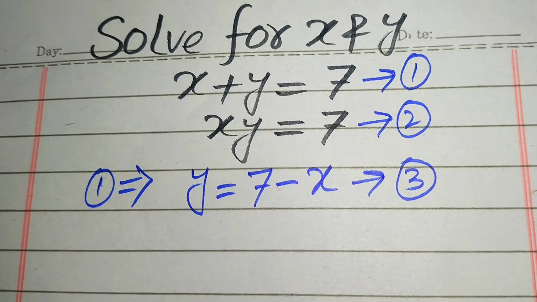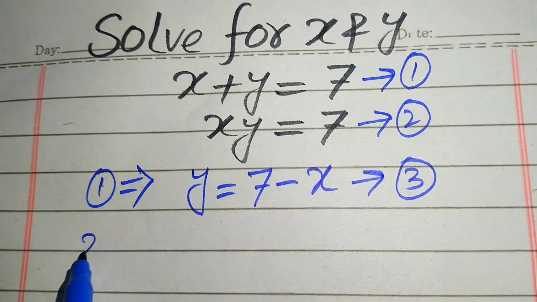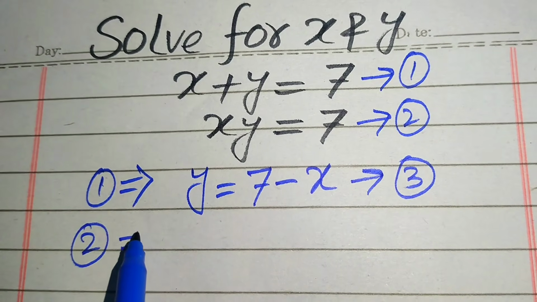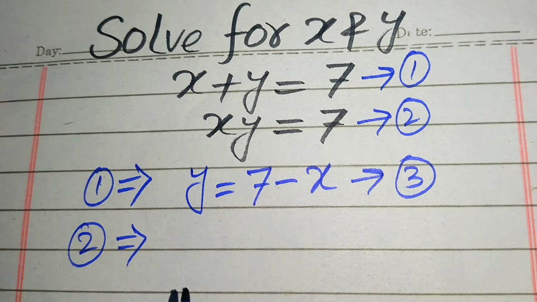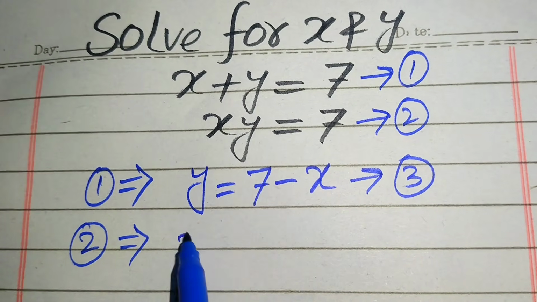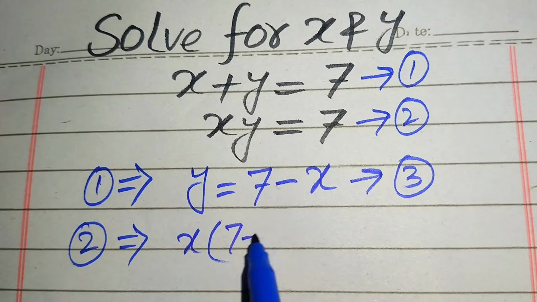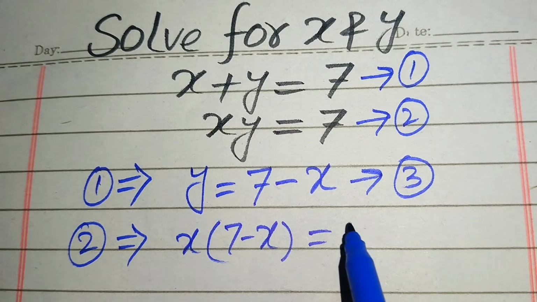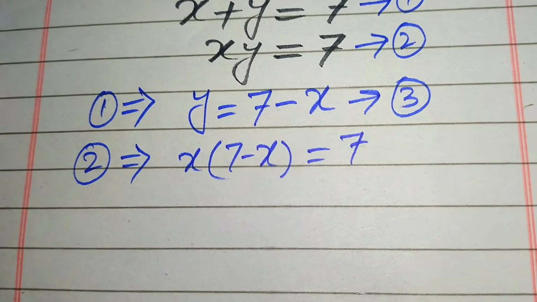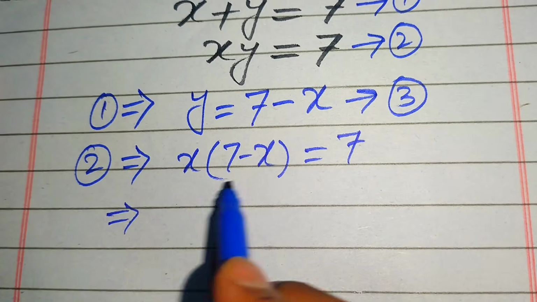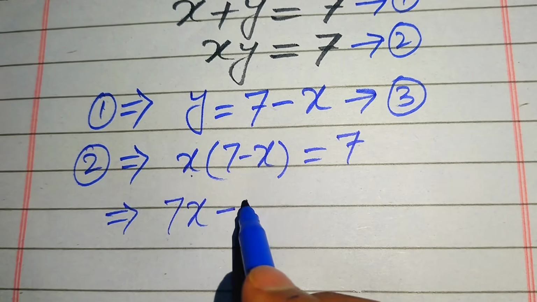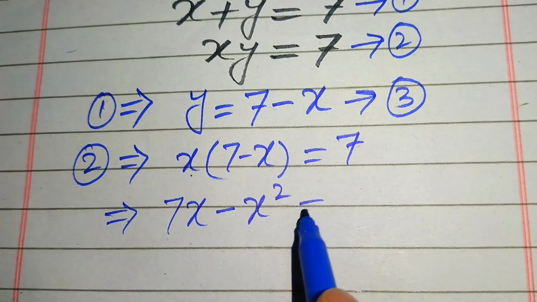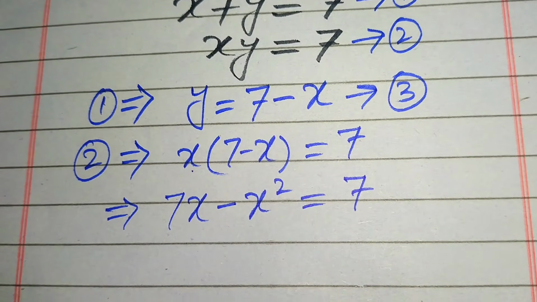And now we use this equation number 3 in equation number 2, and we convert our equation number 2 into the variable x. So when we use this value here, equation number 2 becomes x times y, the value of y is 7 minus x, is equal to 7. And now we multiply x on both of these two values and we get 7x minus x times x becomes x square is equal to 7.